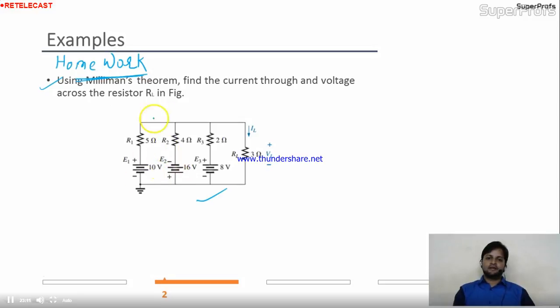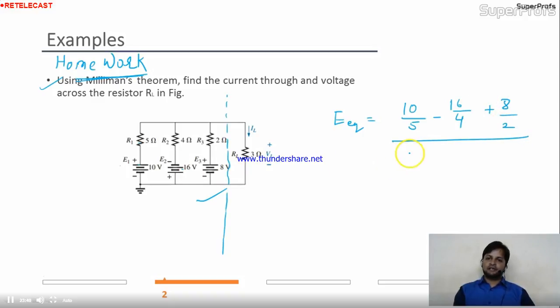Here we can replace this entire circuit up to here, 1, 2, 3, right? And R1, R2, R3 are given. Simply, okay, I'll do it for you. Equivalent is nothing but E1 by R1. What is E1? 10. R1 is 5. Now minus I'll take because minus polarity is given. 16 divided by 4, plus polarity is given, 8 divided by 2, divided by 1 by R1, 1 by 5 plus 1 by 4 plus 1 by 2.